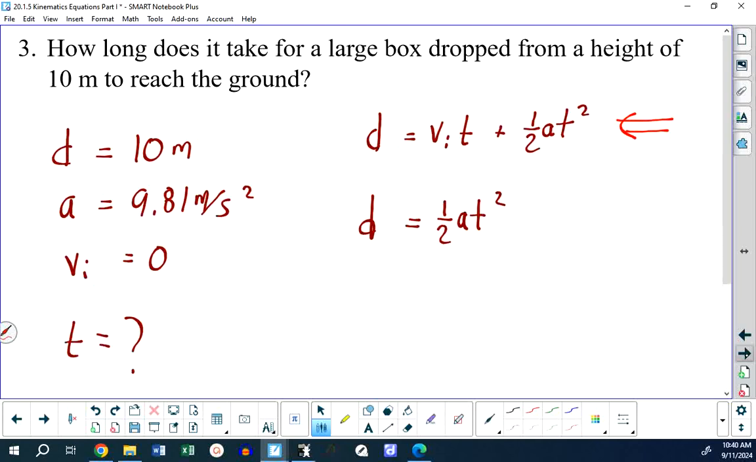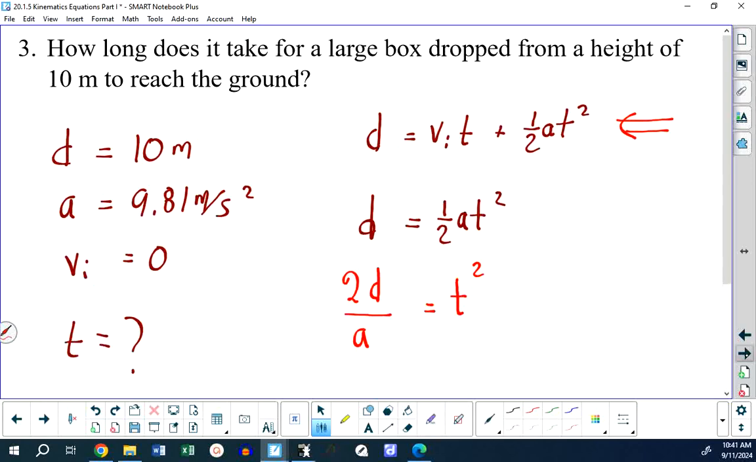So I would like to rearrange this first. And as time goes on, I'm going to maybe increase my standards to you. I'm not going to write down and explain everything. I will explain what happened here. I don't like fractions, so I multiplied both sides by 2. And I get 2d equals at squared.